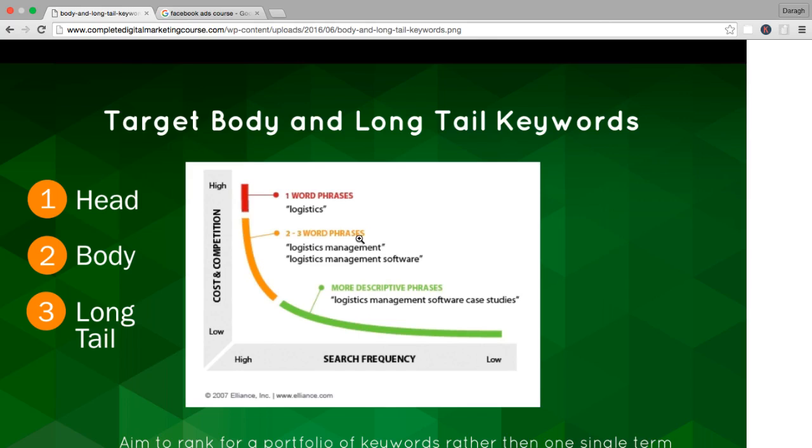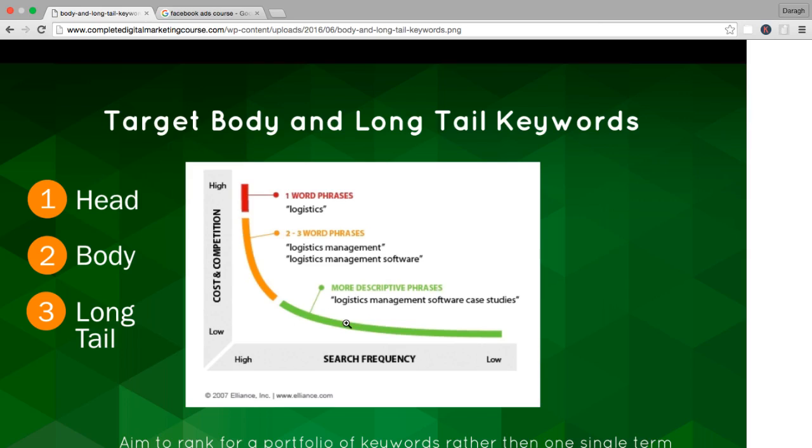These are 2 to 3 word phrases. You can see that these are less competitive. They're moving down this side, and also the search frequency can be a little bit less. Because they're more specific, the search frequency is less, but they're also less competitive. And then out here we have the long tail keywords, something like logistics management software case studies. Obviously there's going to be less searches for that because it's more specific, but also it's much less competitive.